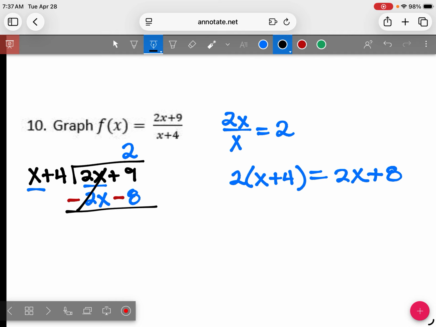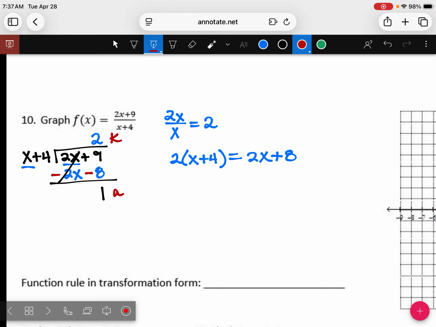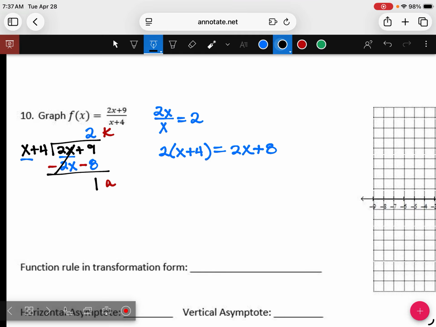My remainder is a 1. This is k, this is a. So your transformation form, f of x equals 1 over x plus 4 plus 2. I'm going to give you a moment to graph that. I'm going to come around and take a look.